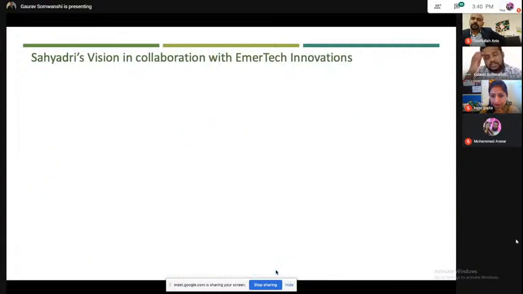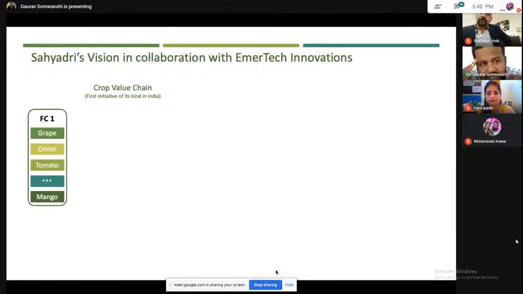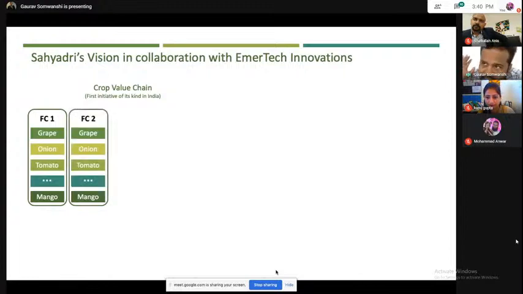Now the real vision, which came up through continuous discussion with farmers, was that blockchain can still be used further. So let us talk about the farmer collective. As I said, a farmer collective is just a group of farmers coming together based on their geography. So geography is the constraint. Let's say there's a farmer collective number one, FC1, composed of different farmers. Let's say it has 200 grape farmers, 100 onion farmers, 500 tomato farmers, 50 mango farmers, and so on. Now, 50 or let's say 100 kilometers apart, there's a second farmer collective, and let's say it has a similar number of crop farmers: 50 grape farmers, 1,000 onion farmers, and so on.